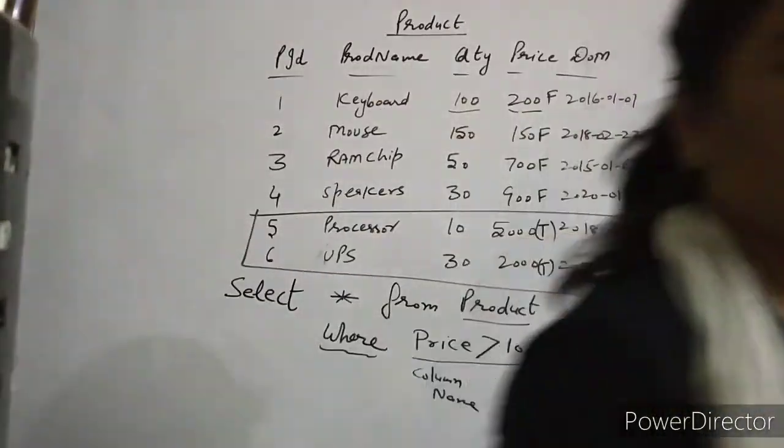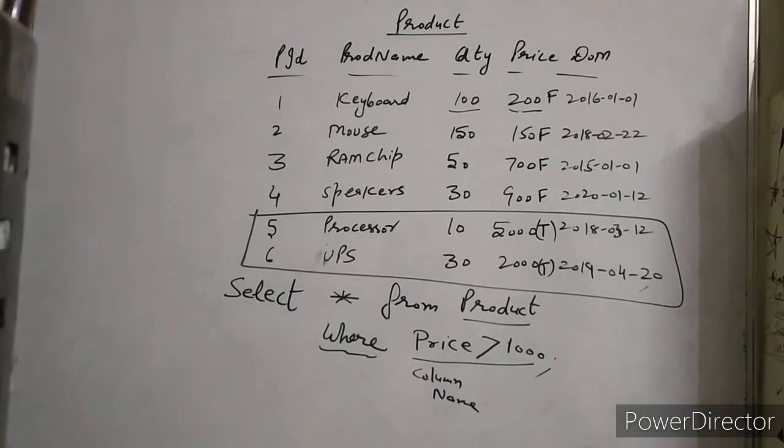Clear? The records which meet the condition will appear in my output. And those records that fail to meet the condition will not appear in my output. Clear? It means we want to filter out some records on the basis of some criteria. Then I will use where. I think it is clear to all of you.